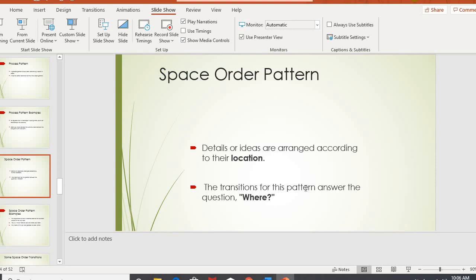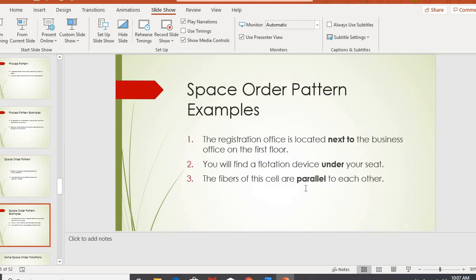All right, another kind of order is space order, not like outer space, spatial order. It's where something's located. It's like the location of something. For instance, the registration office is located next to the business office. The flotation device is under your seat.